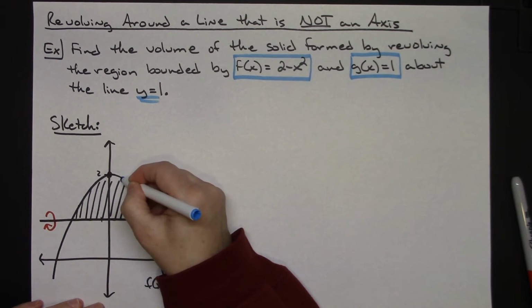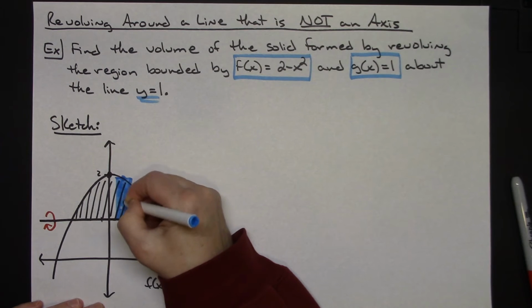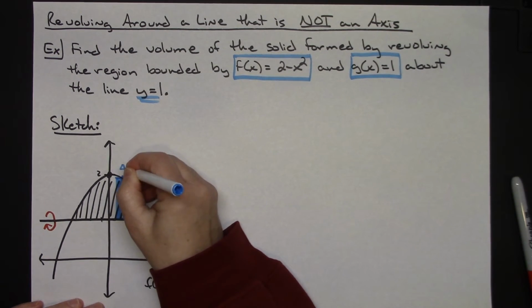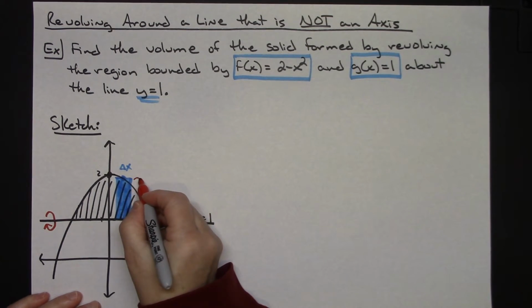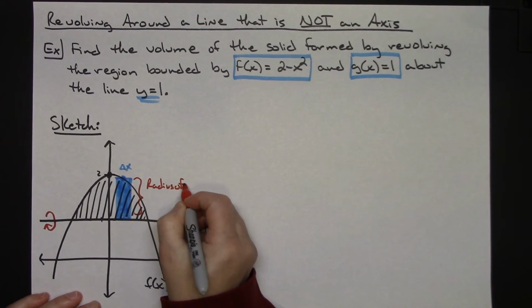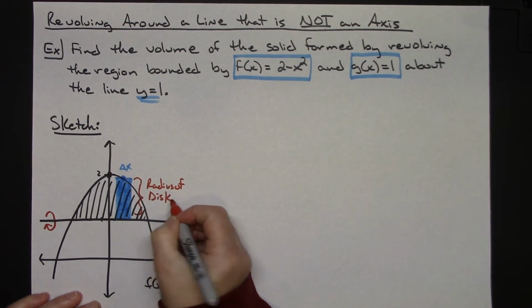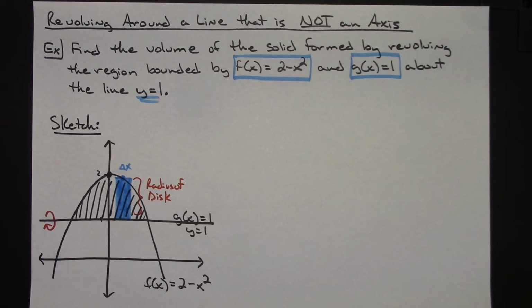There's going to be my representative rectangle. It'll have a delta x, how wide it is this way. And keeping in mind that this distance will be my radius of my disk, because it'll revolve right around that, so my disk will be up there.